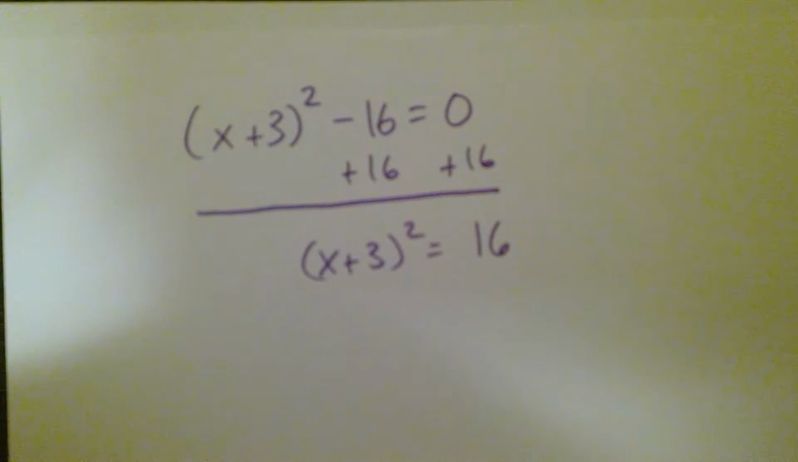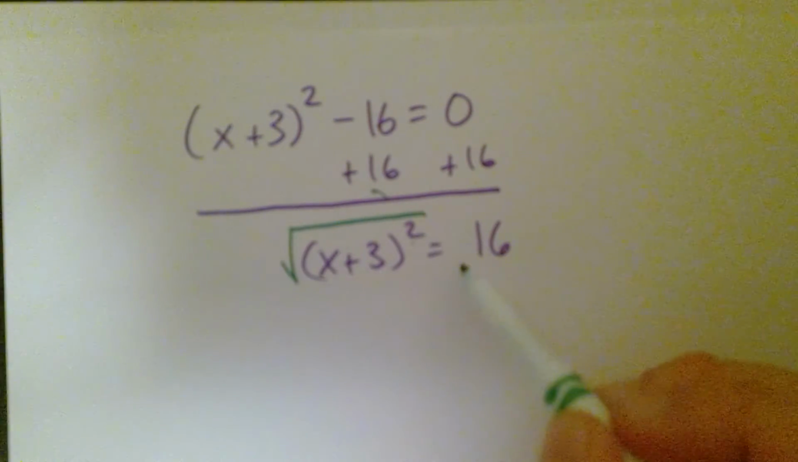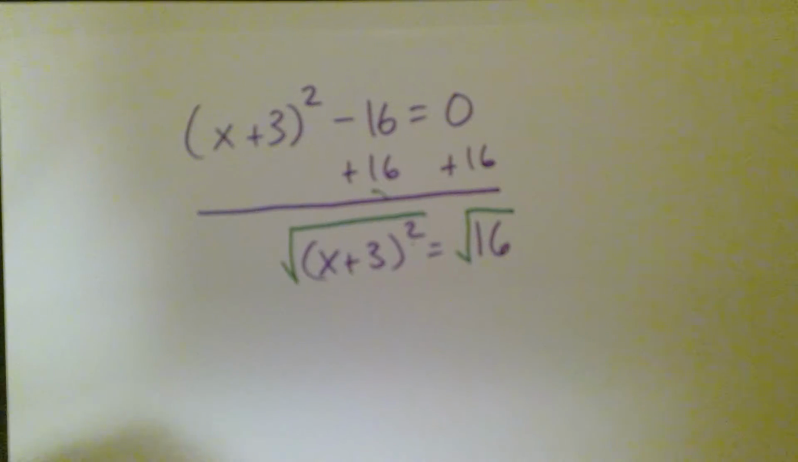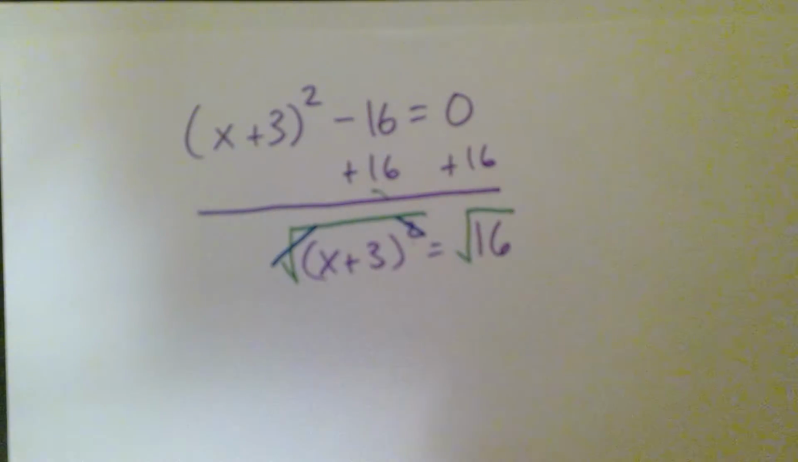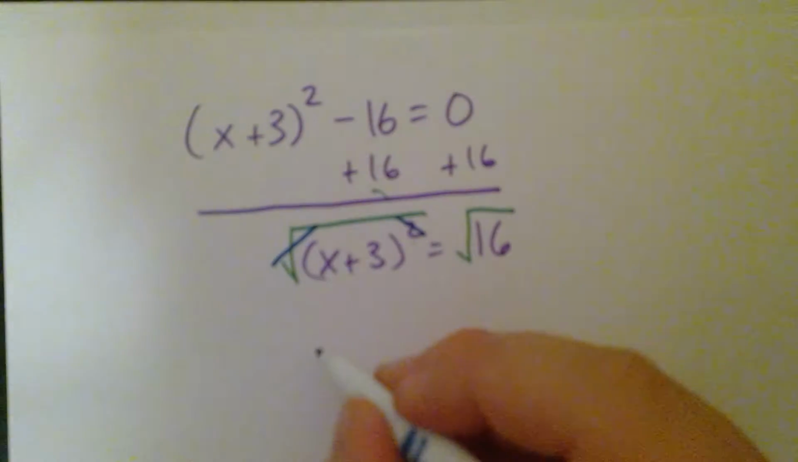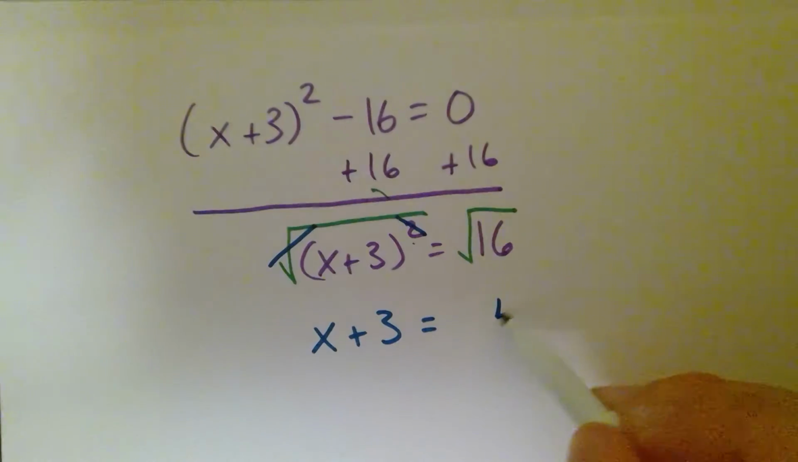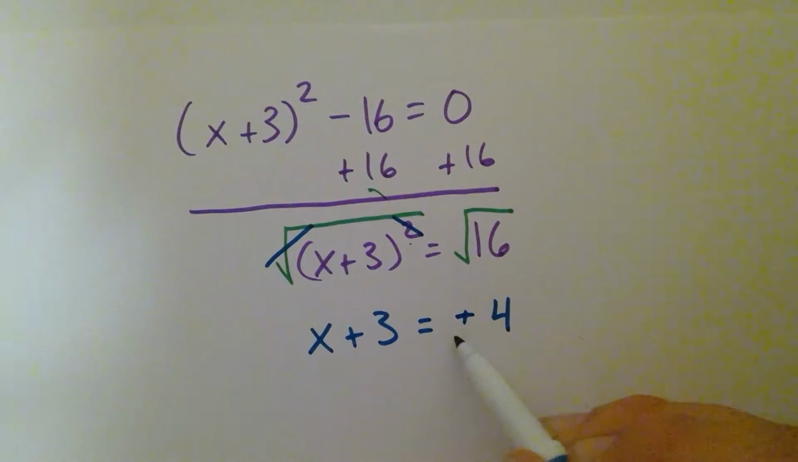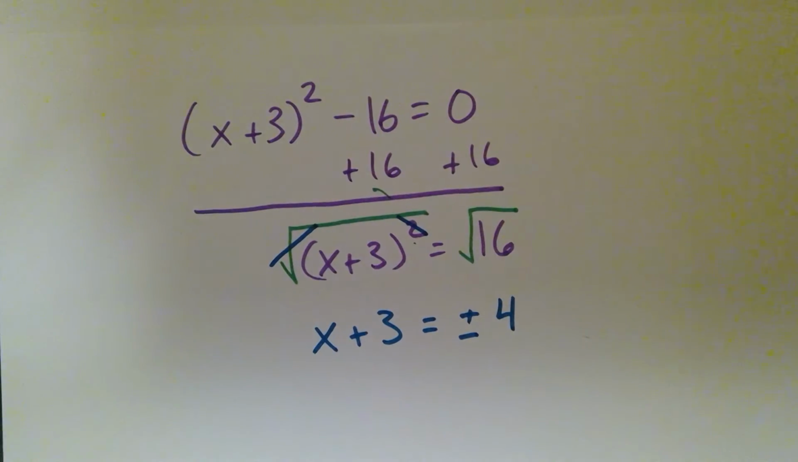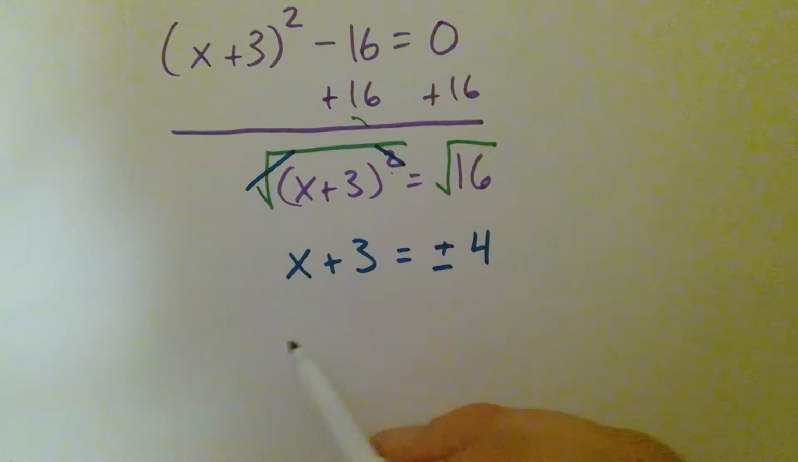Now we know that the inverse operation of squaring a number is the square root. We have to do it on both sides to keep our equation balanced. The square roots will eliminate the squared. So we have x plus 3 equals, the square root of 16 is 4. But we know that it's not just 4, it's also negative 4, for the same reason it's plus or minus square root 11. Always plus or minus.